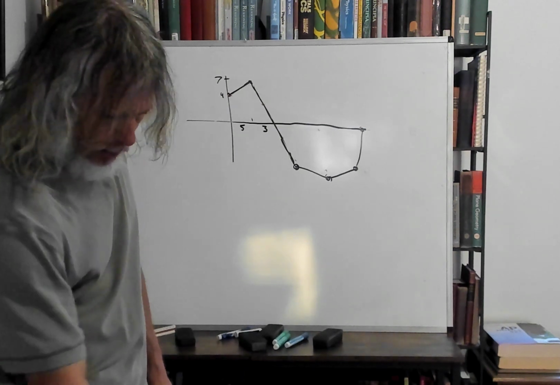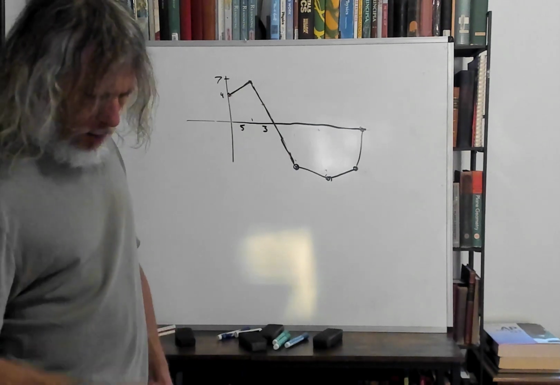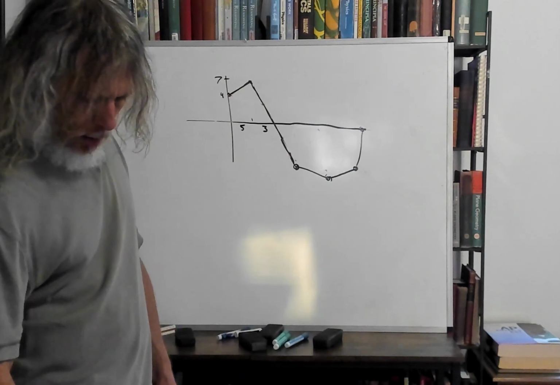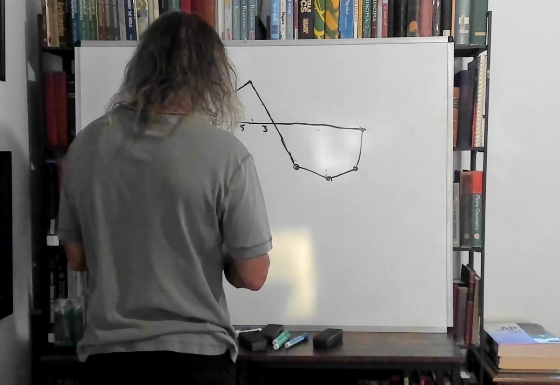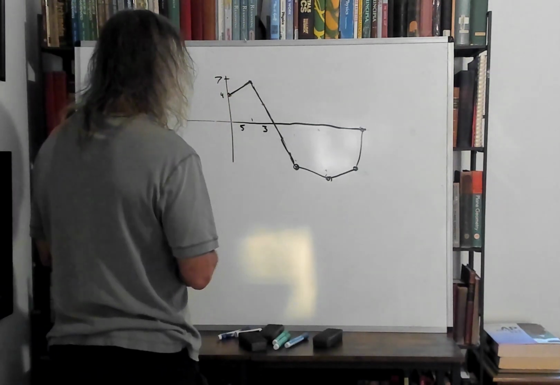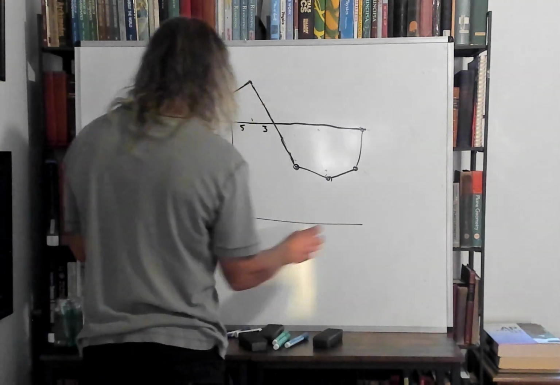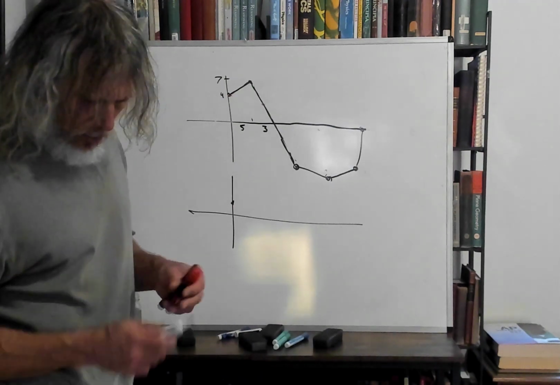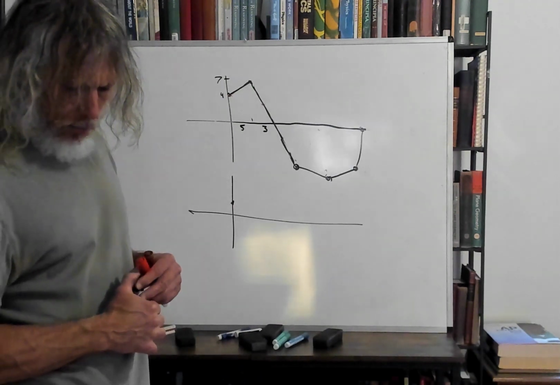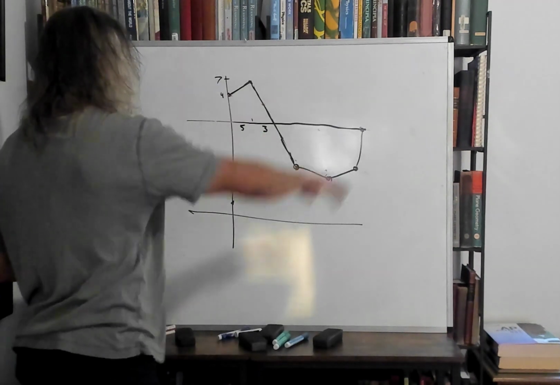Oh, here. The train starts at a position 2 meters north. Okay, so when we do the position graph, I need to start at 2. It says that's where it starts, 2 meters north. Position versus time, just like that, that's time.